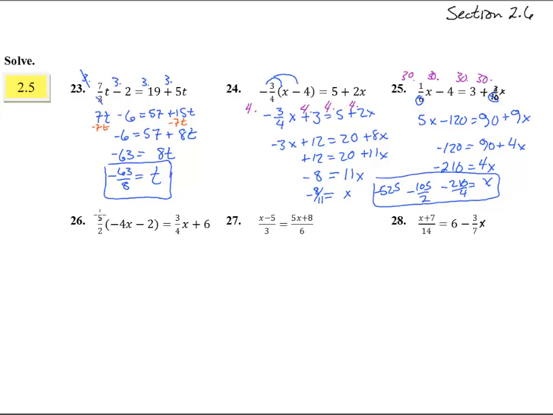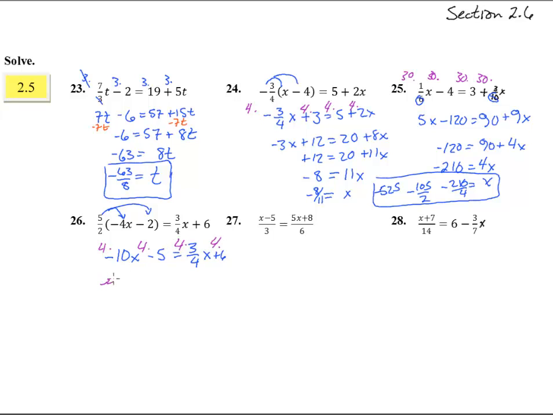Number 26. Get rid of the parentheses first. Jump these in, and we get 5 halves times a negative 4 is negative 10x. You can try that in your calculator if you can't see that one. 5 halves times negative 2, that's negative 5. Hey, look, those fractions were gone. That was pretty nice. 3/4 x plus 6. So that means our common denominator now is 4. So times by 4 everywhere.